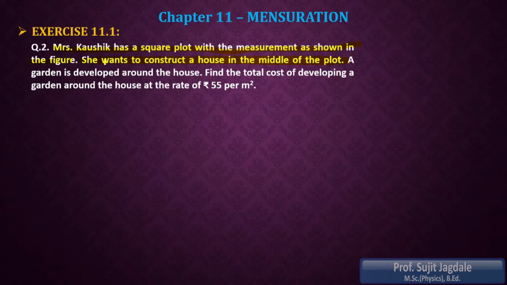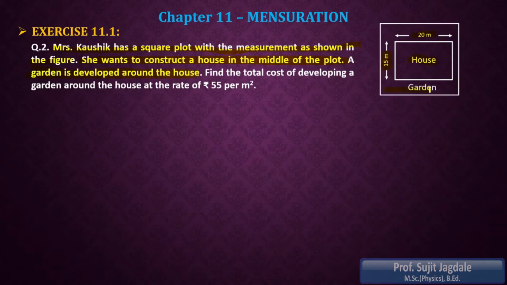Suppose I consider one rectangular box to be the house built by Mrs. Kaushik. Obviously it is rectangular because the measurements are given like this: 15 meter, 20 meter. Two different sides are there, which means it is rectangular in shape. So the house is rectangular but the plot is square. A garden is developed around the house. So whatever the remaining area outside of the house, in that area the garden is developed by Mrs. Kaushik.